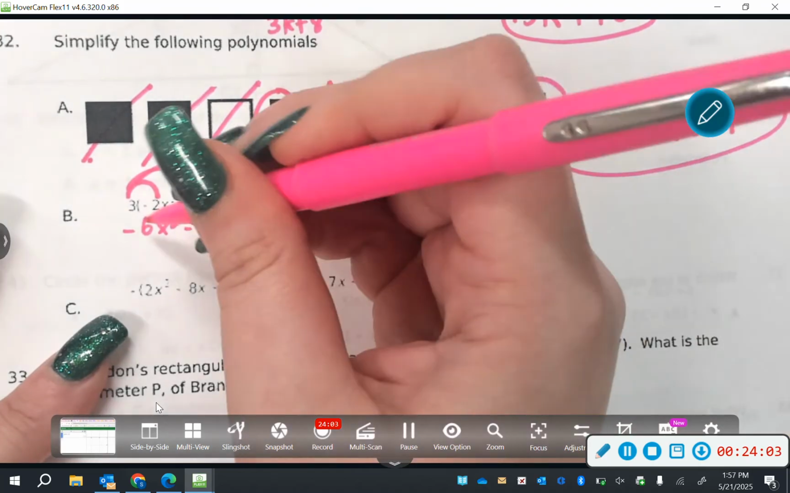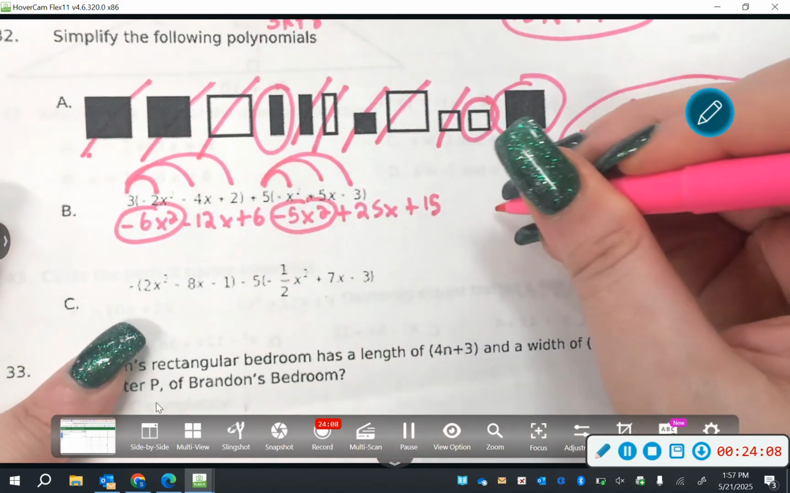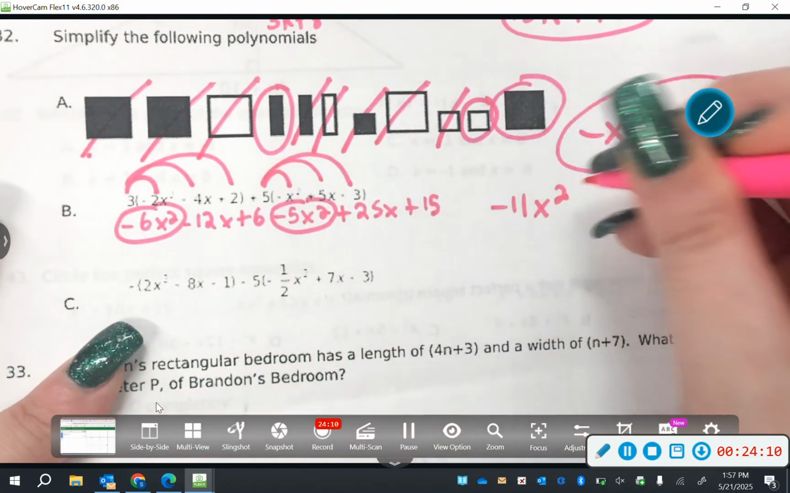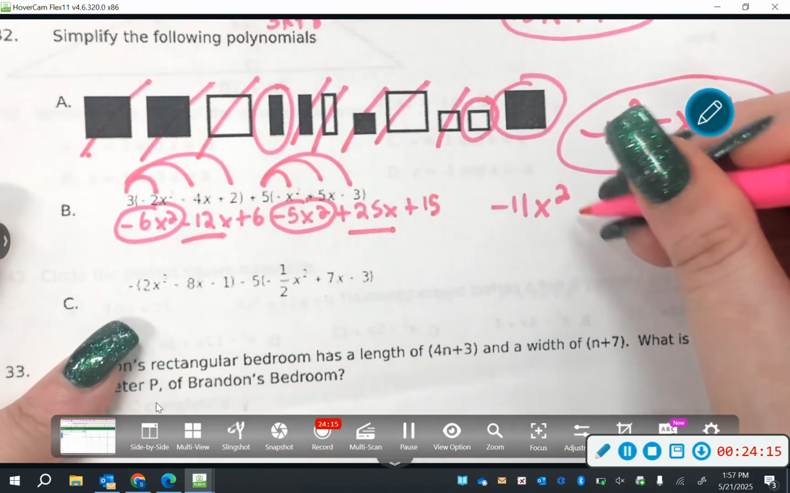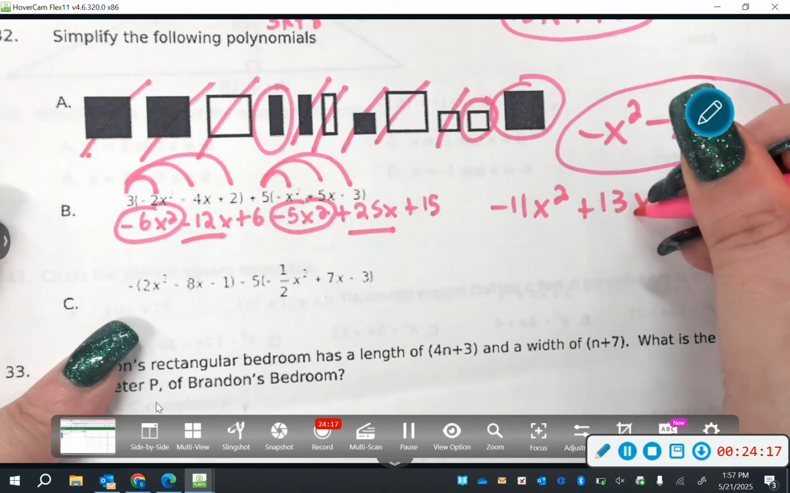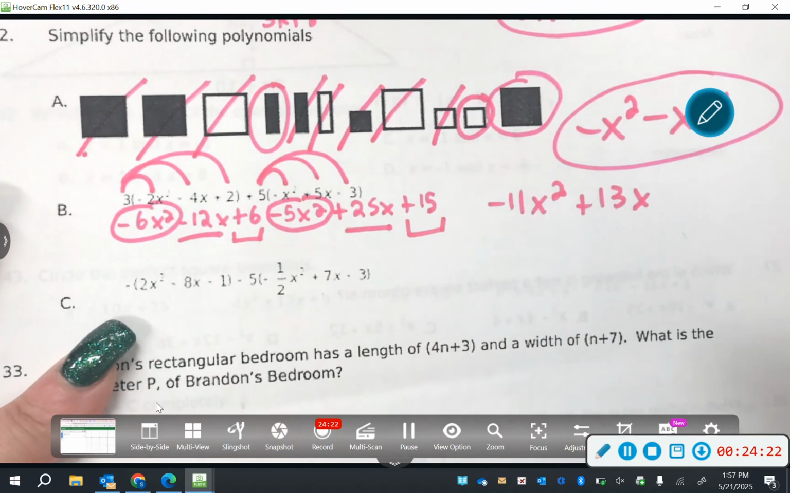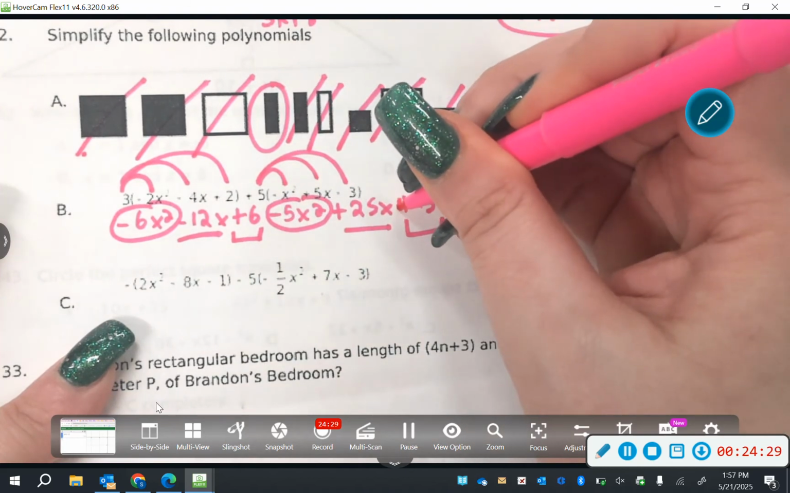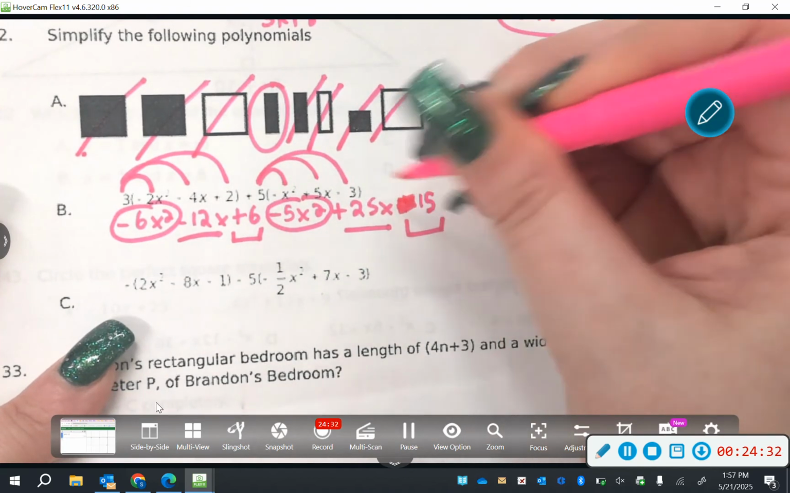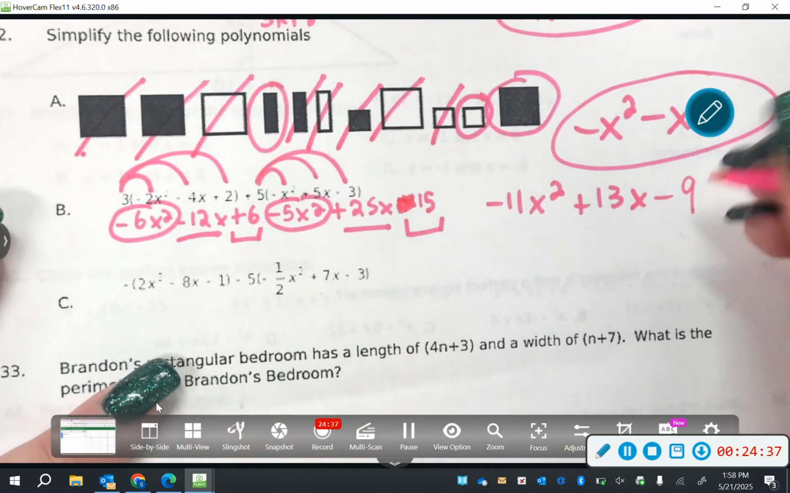Combine like terms. So we got negative 6x squared and negative 5x squared. So we have negative 11x squared. We have negative 12x and positive 25x. That gets us 13x. And then we have plus 6 and plus 15. Shouldn't that be minus 15? Yes, because it's positive 5 times negative 3. My bad. So positive 6 and negative 15 get us negative 9.